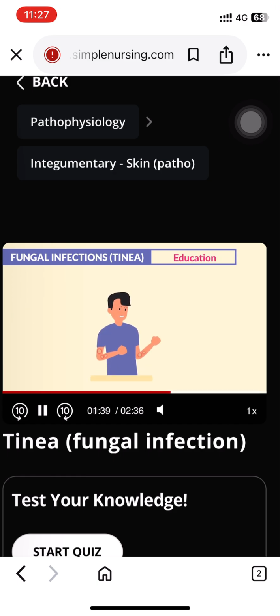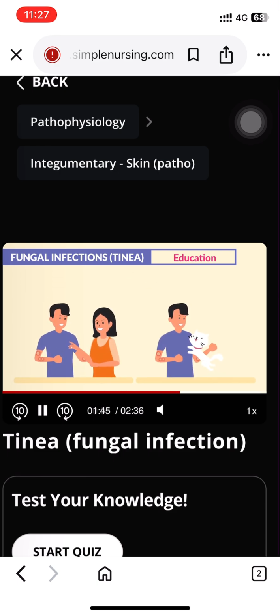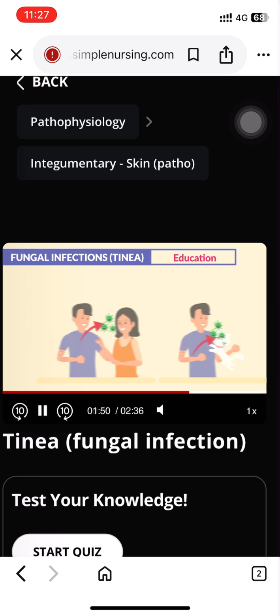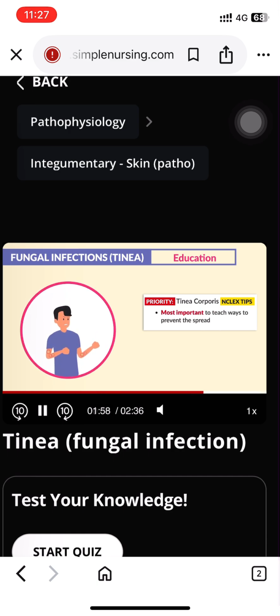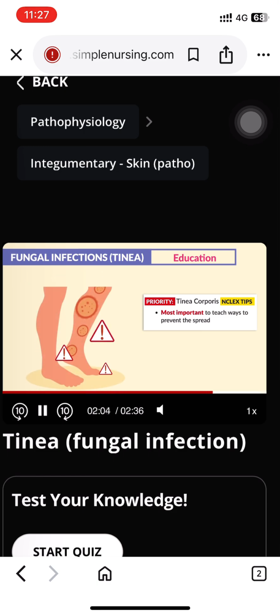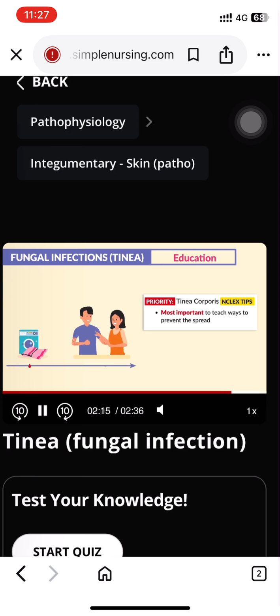Now for education, the biggest piece of advice is not to spread the infection. So those who have the infection can easily spread this via direct contact with humans or even animals. So the big key point and priority for any type of tinea, especially tinea corporis, that ringworm, write it down. Most important to teach ways to prevent the spread. Ringworm is easily spread and highly tested on. So we must educate clients not to share personal items like brushes, towels, hats, clothes, or really even anything else. And we always wash all the bedding and sheets before infecting another person in the family.